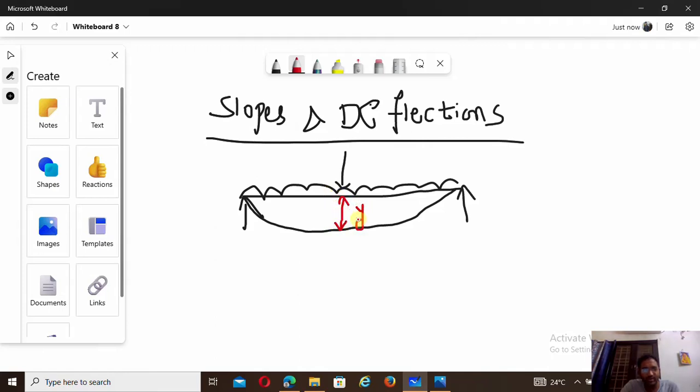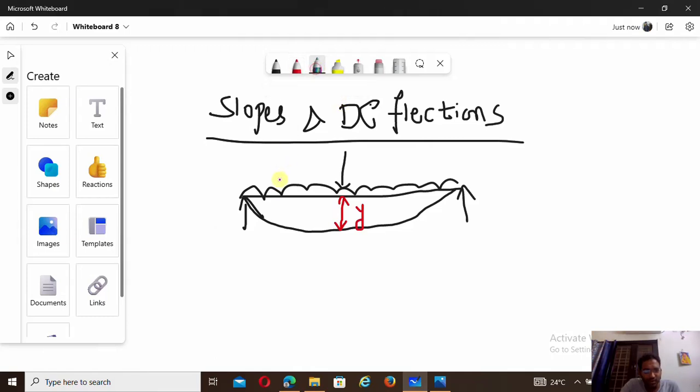Y. So if the beam is carrying a uniformly distributed load or whatever load it is, the beam changes its original shape. This we may call deflection, and deflection is denoted by Y. And let us move to what is meant by slope.